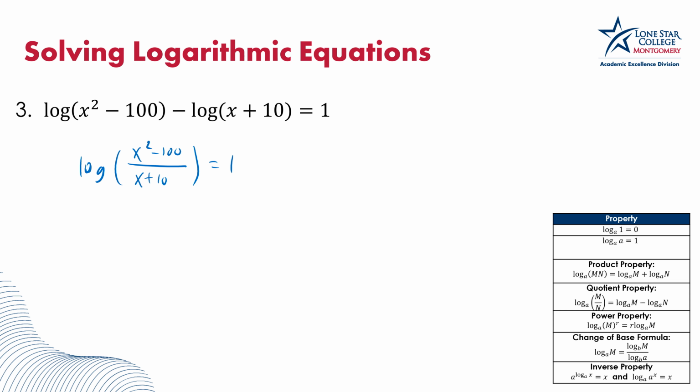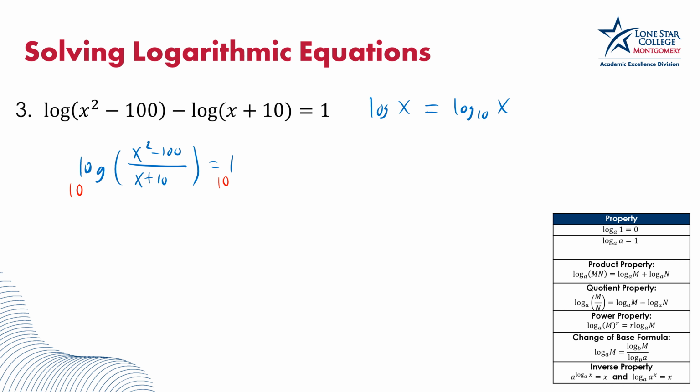So, a couple things we can do. First things first, let's try to get rid of our log. We can get rid of it by applying the inverse property. So what is the base of the log? When you see just log of x, we assume that the base is 10. So the base is 10. We apply the inverse property on both sides by applying a 10 to the left and to the right.